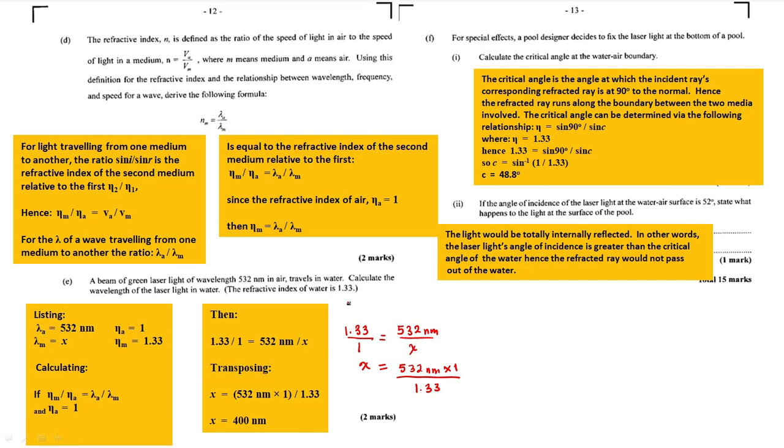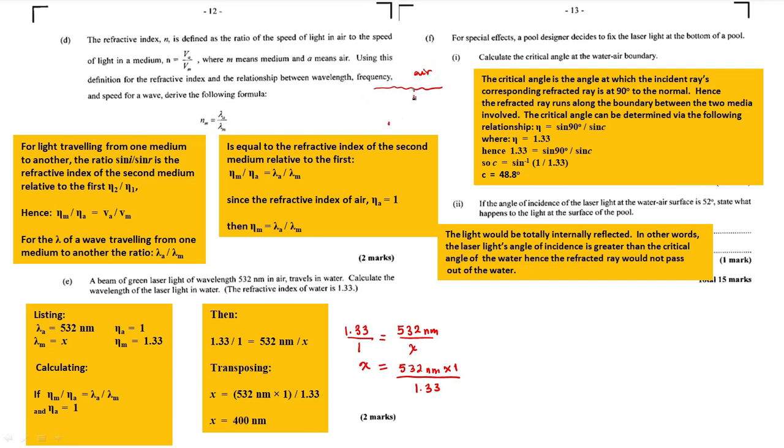So we're indeed correct, because the light is supposed to slow down when going from a less dense to a more dense medium. Then for special effects, a pool designer decides to fix the laser light at the bottom of a pool. He says calculate the critical angle of the water to air boundary. Now, some of you might not know what the critical angle is. So just imagine we have the pool here. This is the air, and we have the light down here.